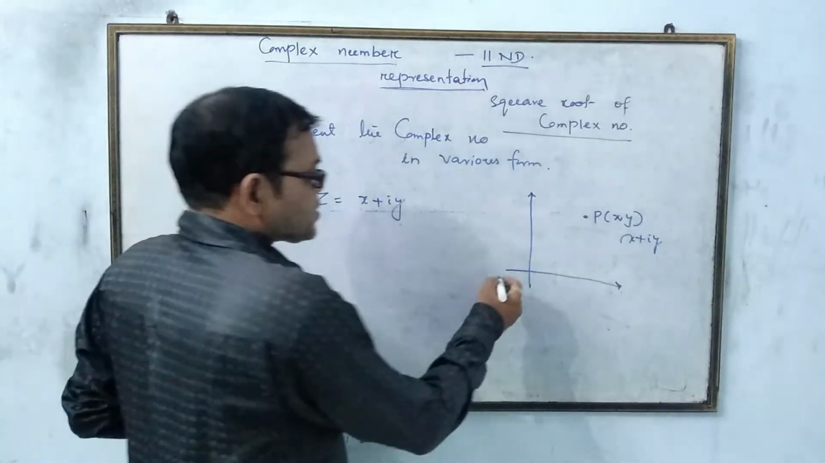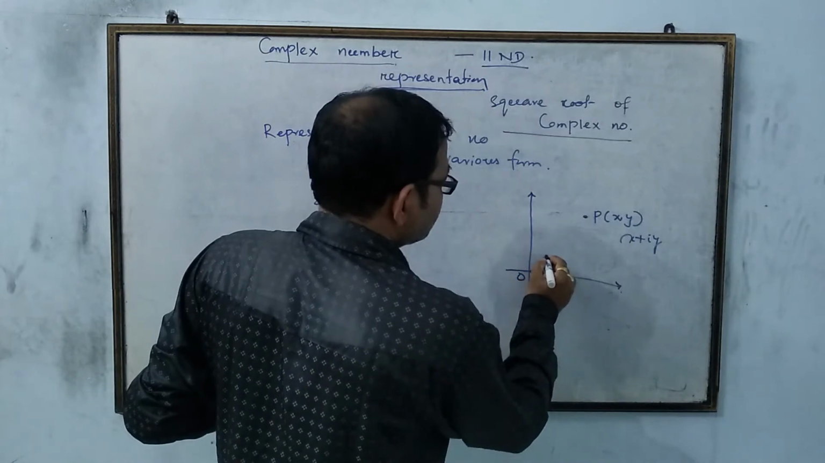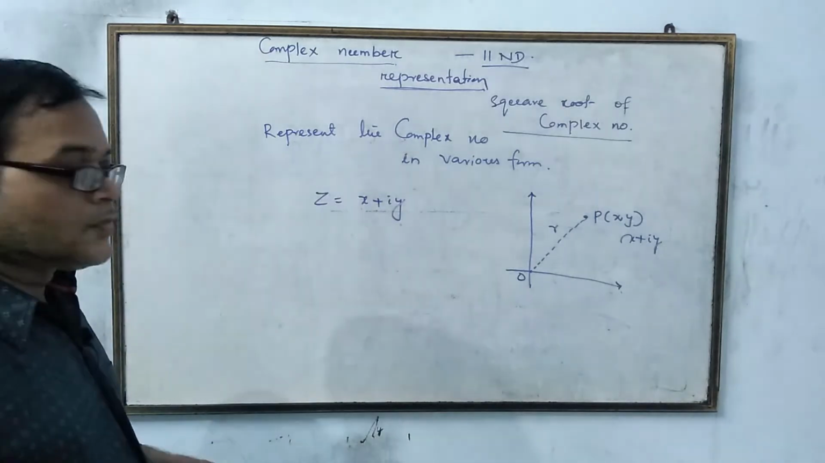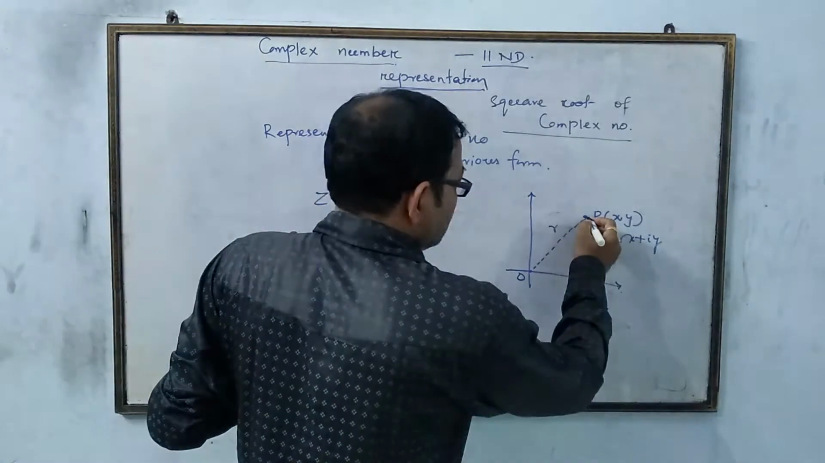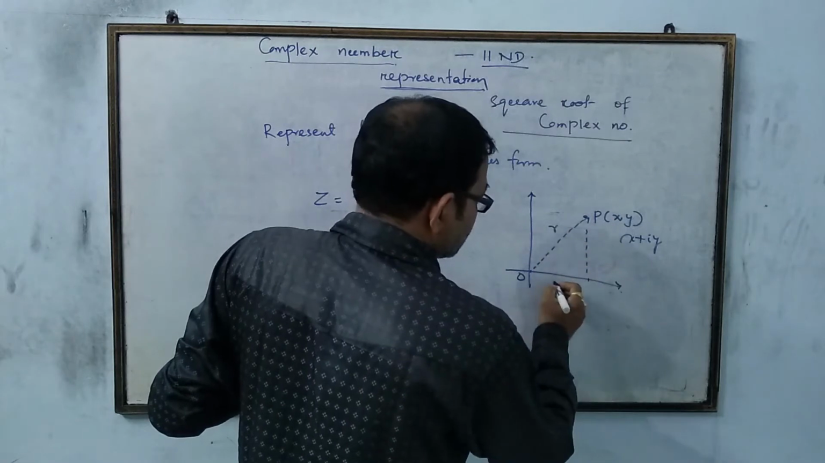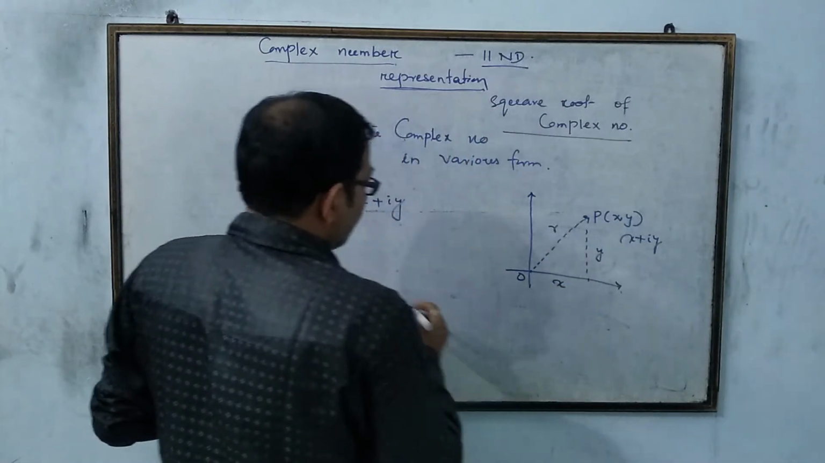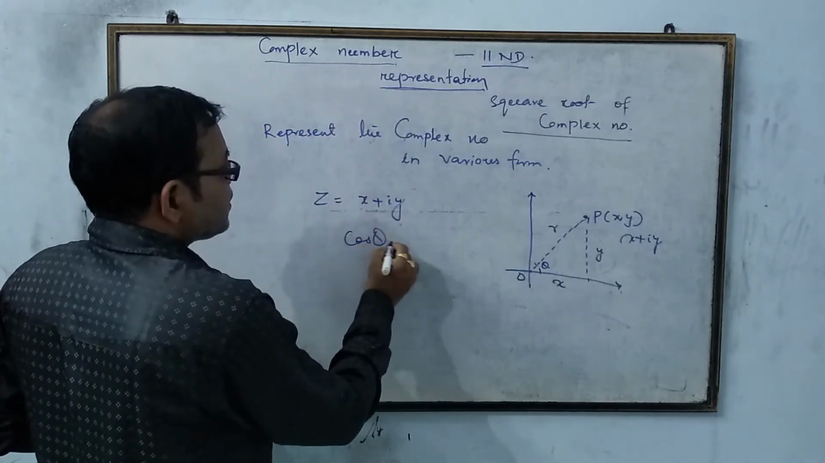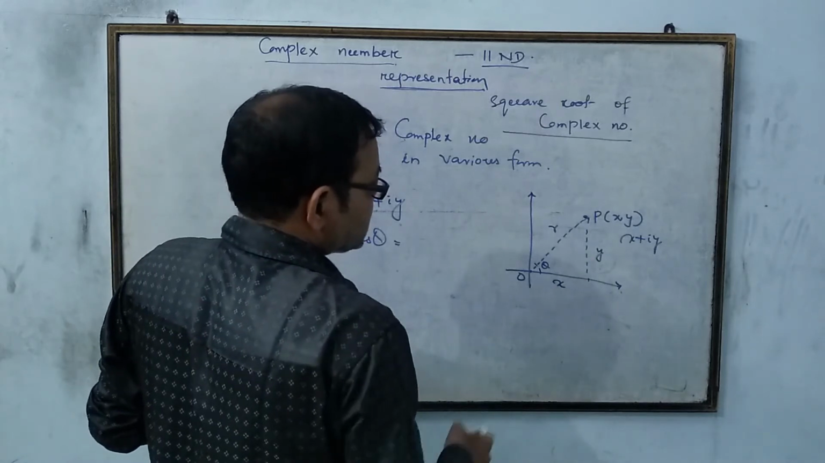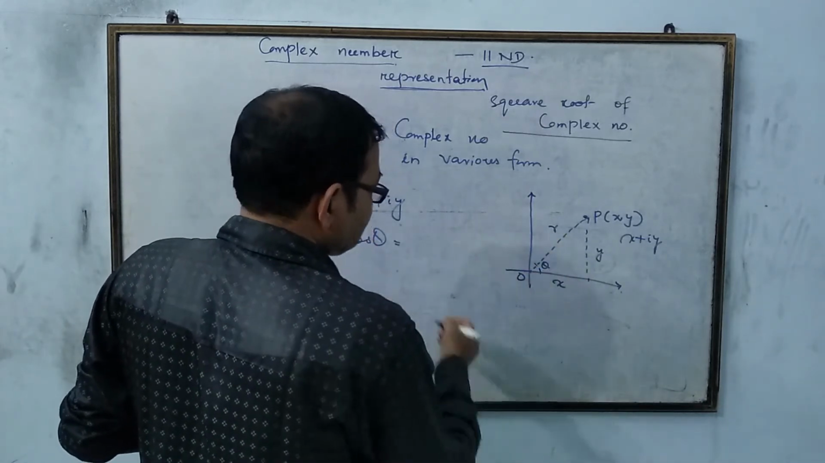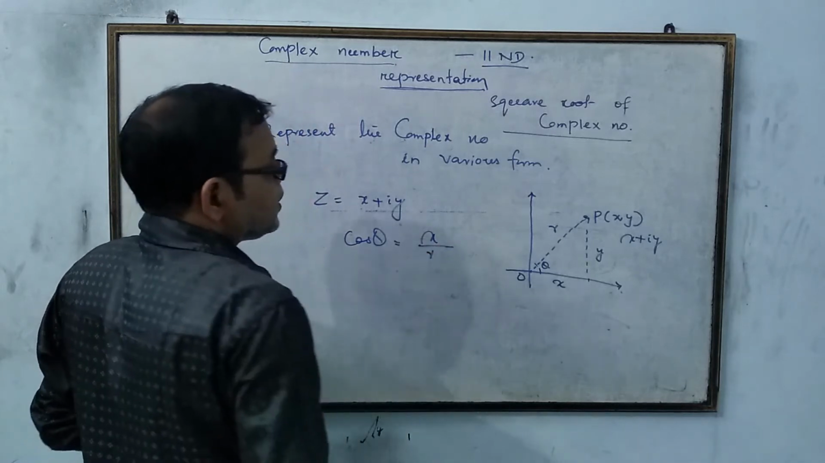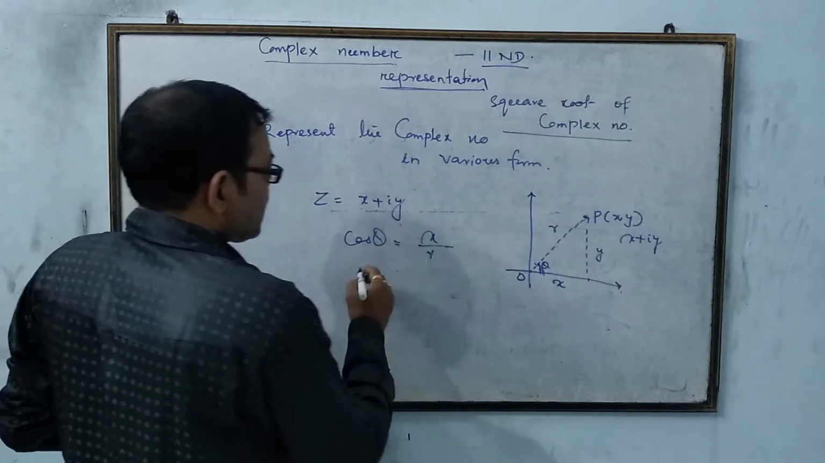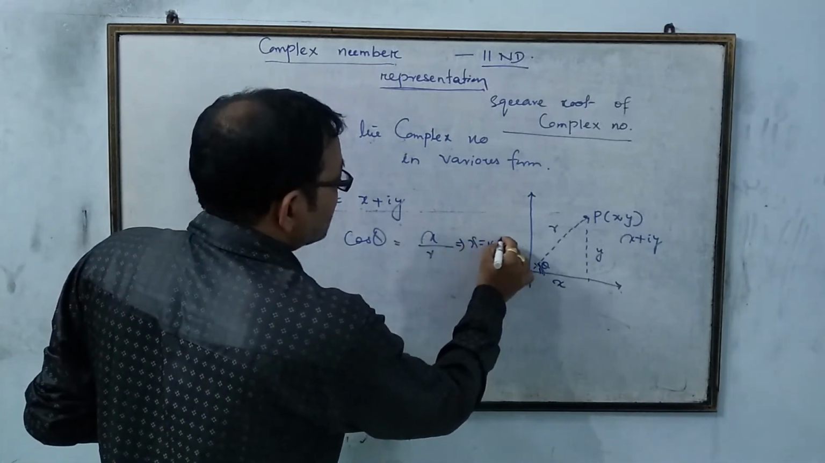You see, if I join OP, let us take this as r. Then we can write here, this is x and this is y. If this angle is theta, then cos theta is equal to base by hypotenuse, x by r. That means x is equal to r cos theta.